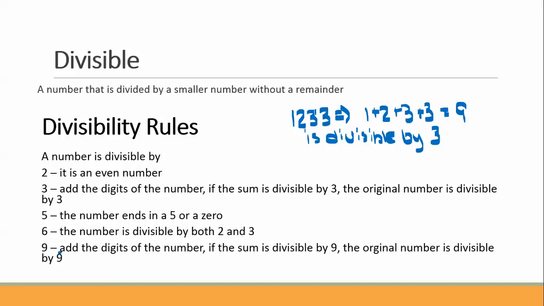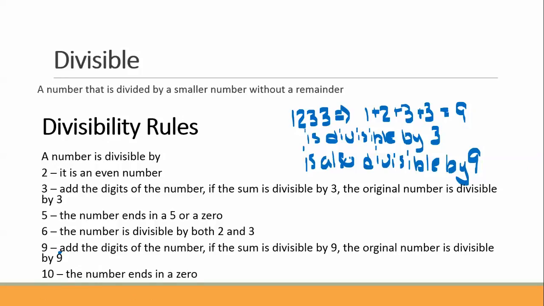So 1,233, we added up the digits and that's equal to 9. So 9 is divisible by 9, so 1,233 is also divisible by 9. And last, a number is divisible by 10 if it ends in a 0.